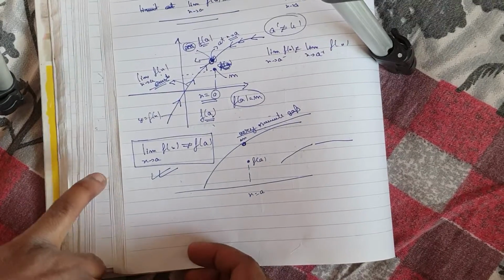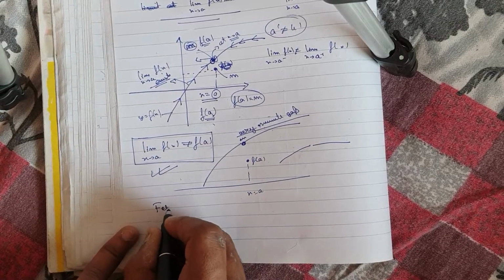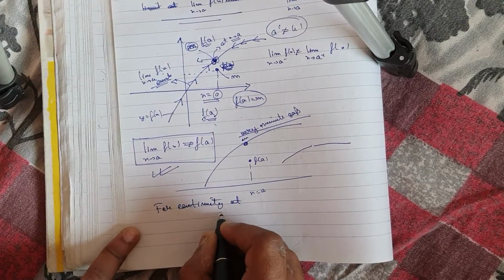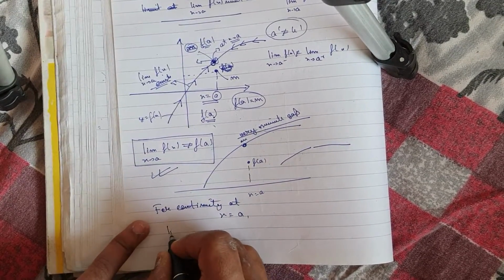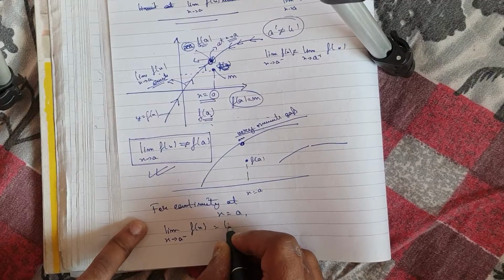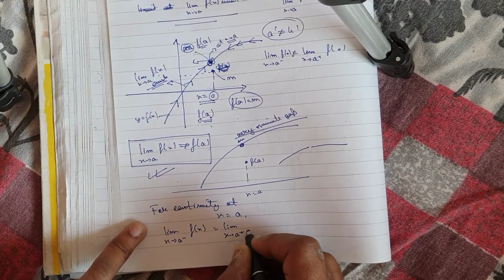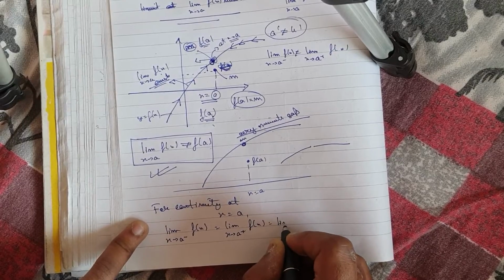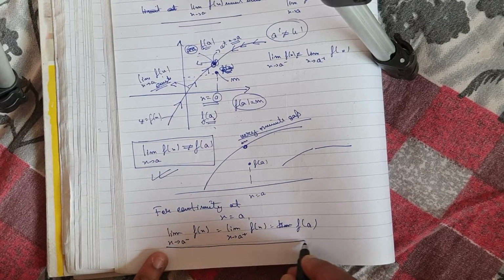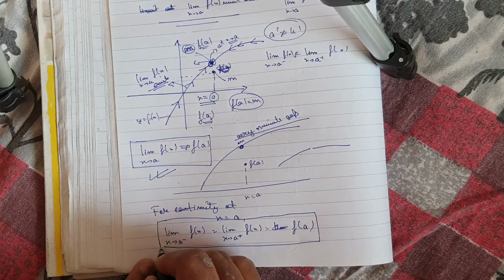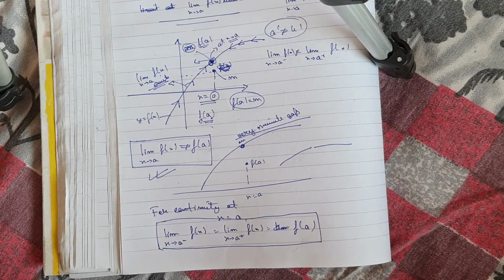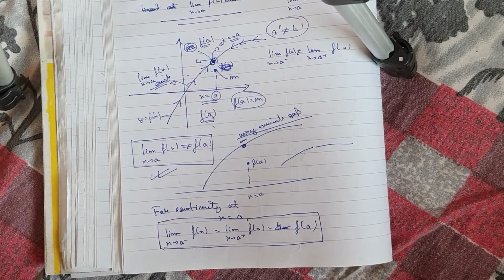So what is required for continuity? For continuity at x equal to a, limit x tends to a minus fx equals limit x tends to a plus fx is equal to f of a. So this is the condition required for continuity. Got my point, guys? For the next lecture we will be studying some specific conditions of limit, and then we will be moving on to differentiability. Okay guys?